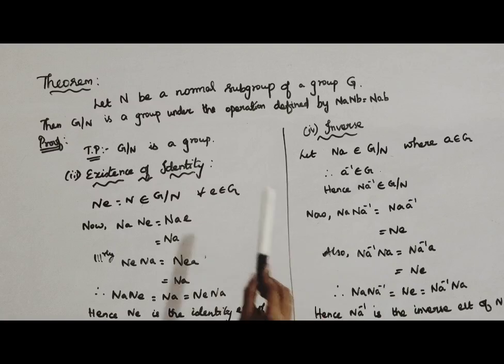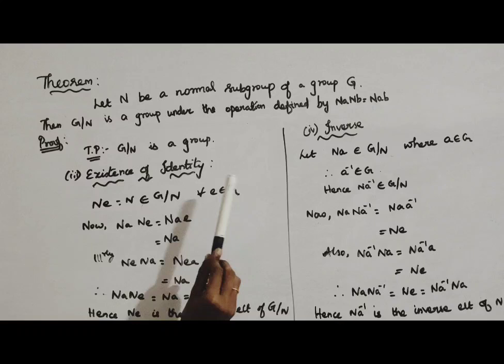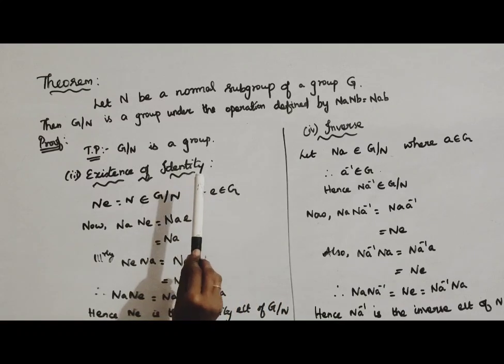Therefore, G over N is a group, since G over N satisfies the closure property, associative property, identity property and inverse property. Hence, G over N is a group. Hence, the theorem.